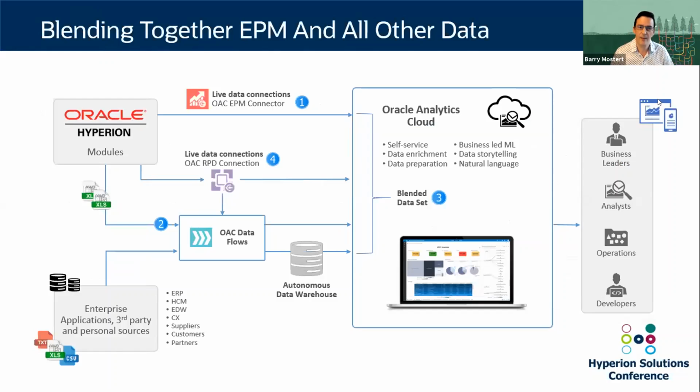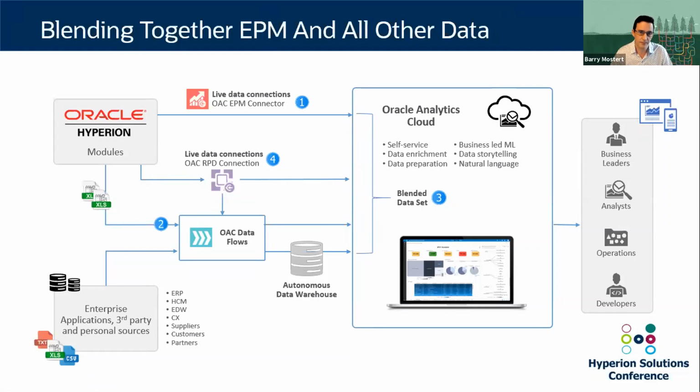So here's the kind of architecture diagram of the four things we just talked about. So the first one, as I described, is that direct connector, and you can see it connecting from the Hyperion modules directly through to Oracle Analytics Cloud. So it's just like any other data source, bringing data directly in. And you can do that by itself and then blend it on yourself.